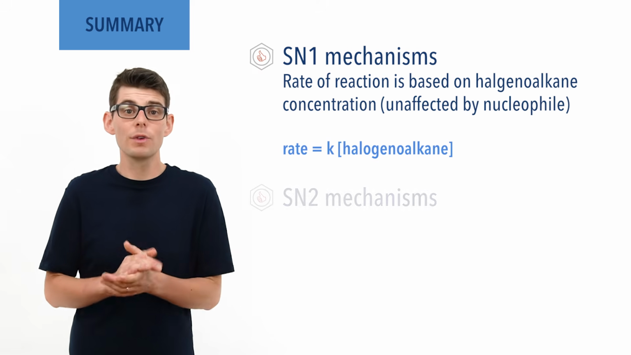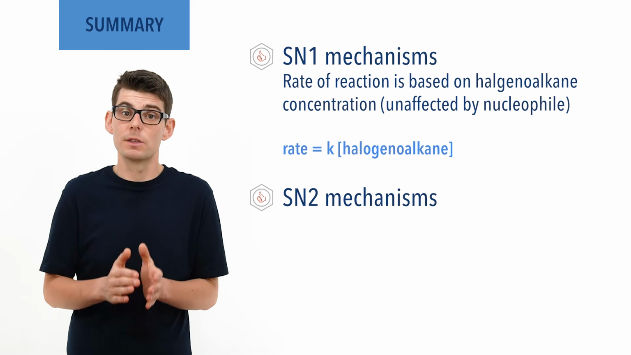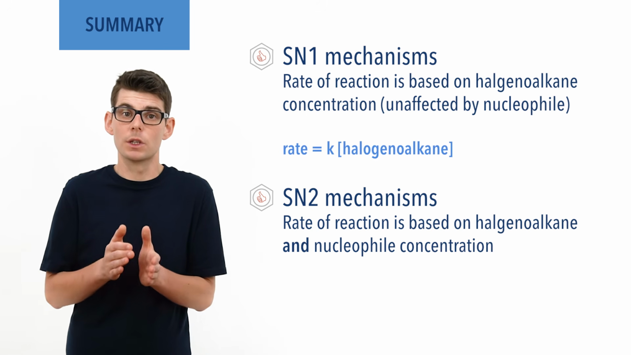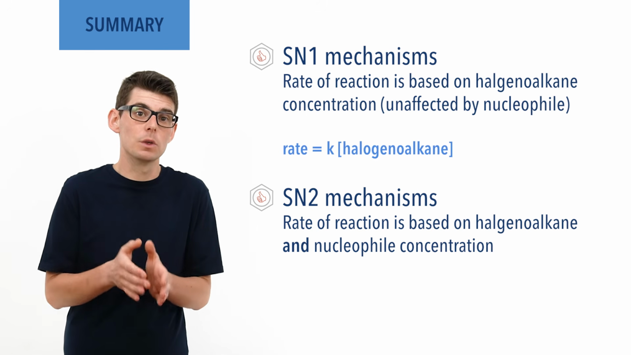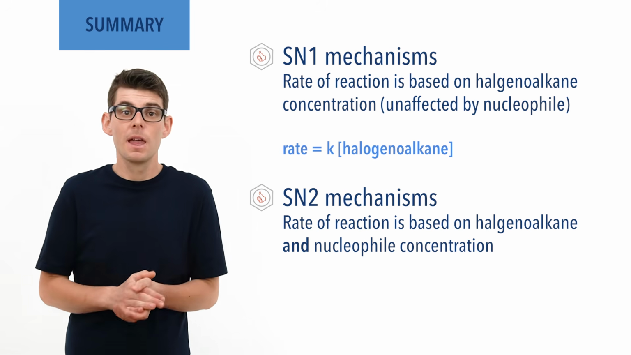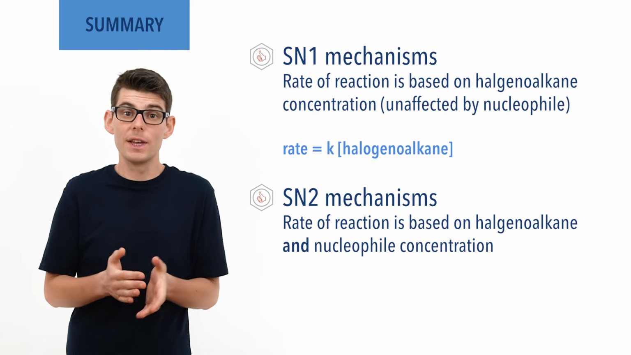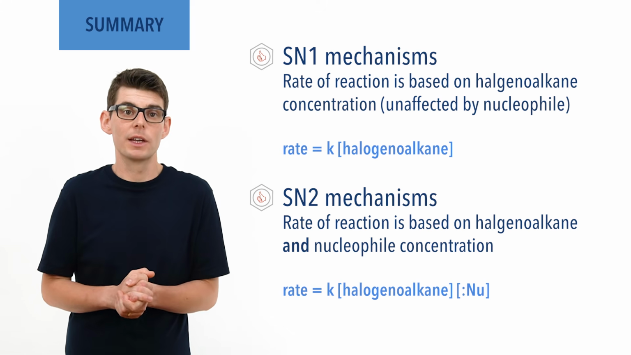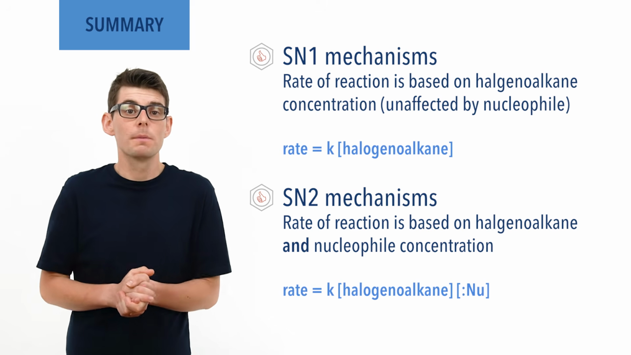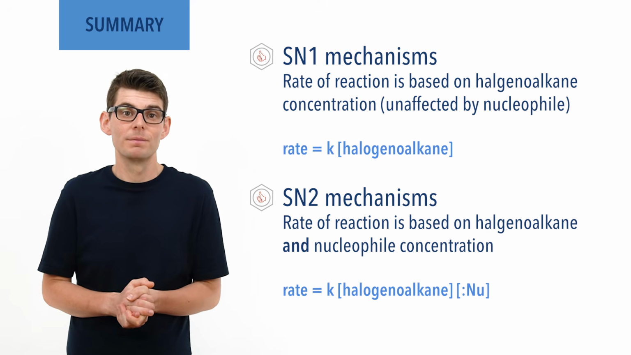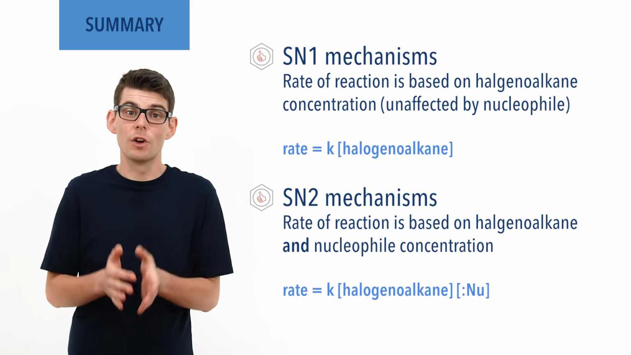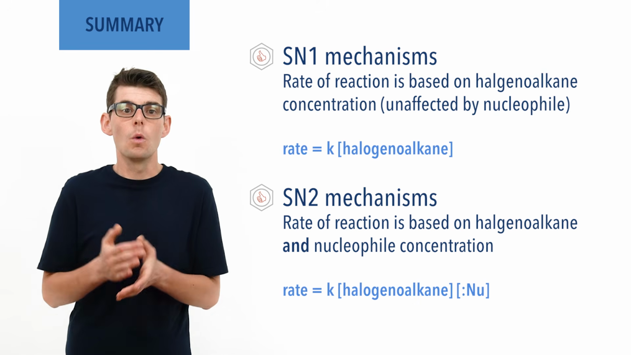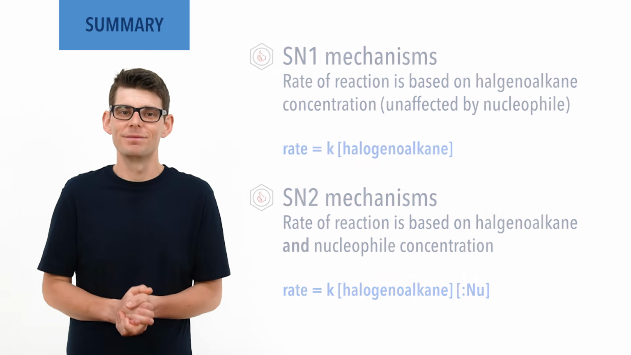For SN2 reactions, the rate of reaction is based on the concentration of both the molecule that is going to undergo substitution and the nucleophile reacting with it. This gives a rate equation of rate equals rate constant K multiplied by the concentration of the halogenoalkane multiplied by the concentration of the nucleophile. Changing the concentration of either the halogenoalkane reacting or the nucleophile will affect the rate of the reaction.